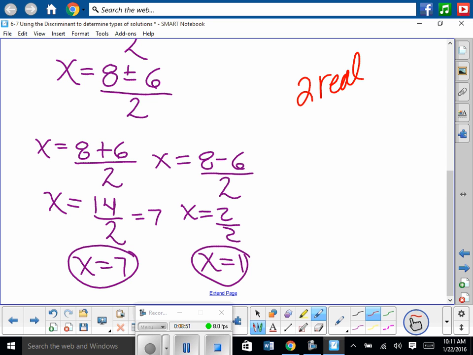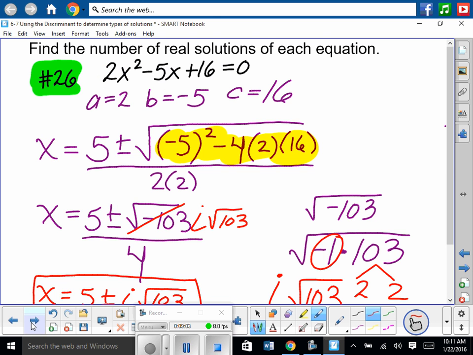So the only time we have imaginary solutions is if there's an i, right? So even if it's 2 plus the square root of 5, it's still a real solution, right? Okay, awesome. So one more. That's the second part of your answer.